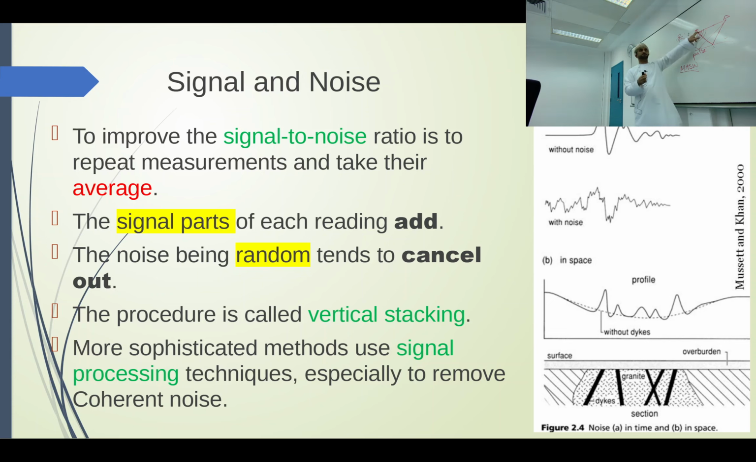What do you think? Who can tell? One mark. Yes? Use another method. I lied to you, there is no more mark. Yeah, good, that's the right answer. What's your name? Amr. Amr is also smart because you are sitting near Khalil. So Amr is right. Do another technique, and the other technique gives you another model.